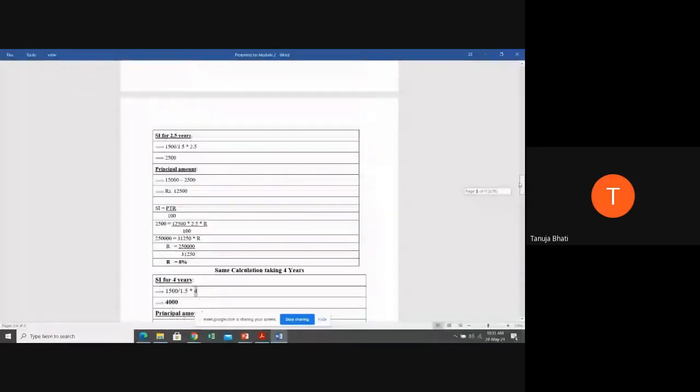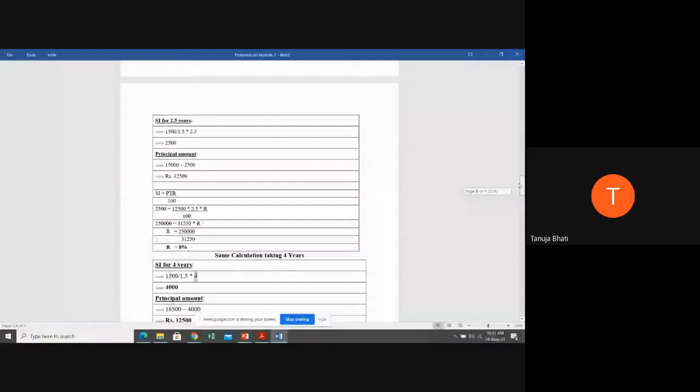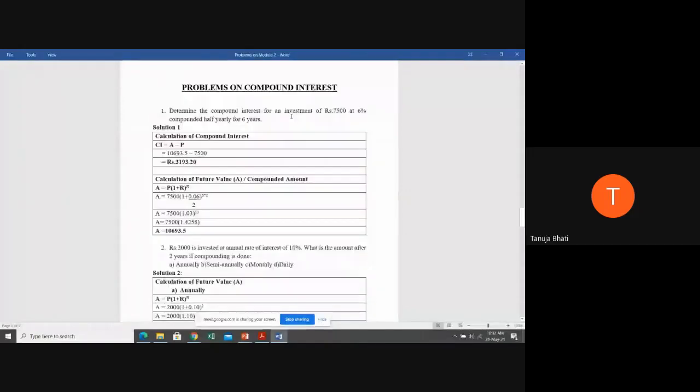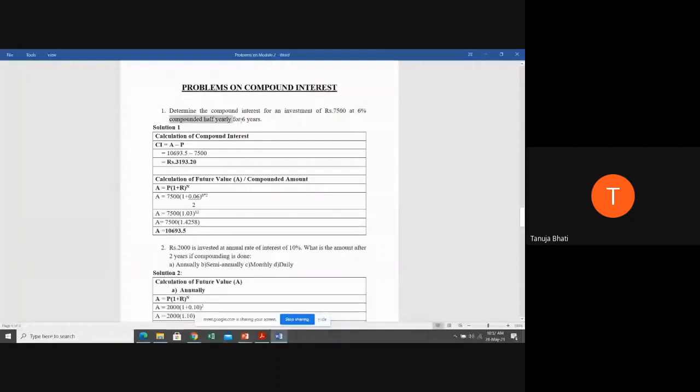Okay, so let us move to problems on compound interest. Let us start. Determine the compound interest for an investment of 7,500 at 6% compounded half yearly for 6 years. So they're telling us to find out the compound interest for an investment of 7,500.